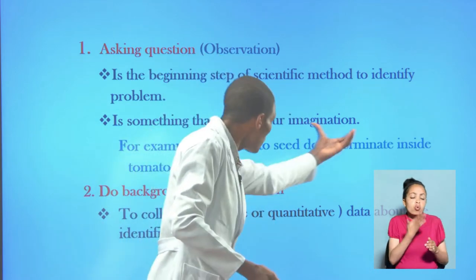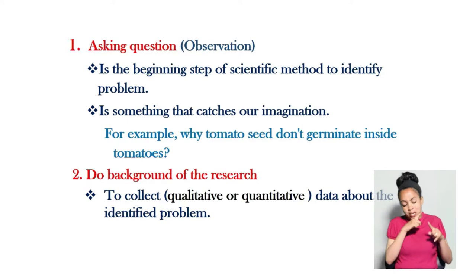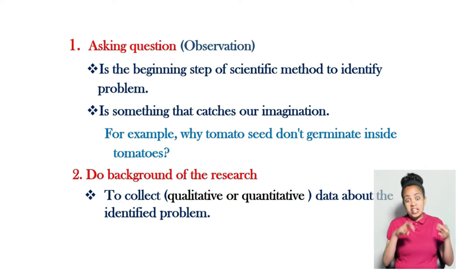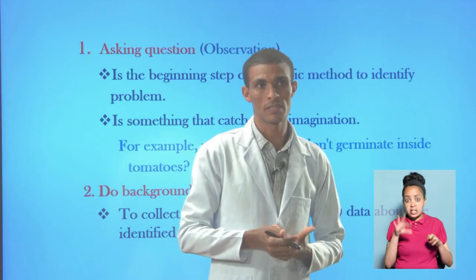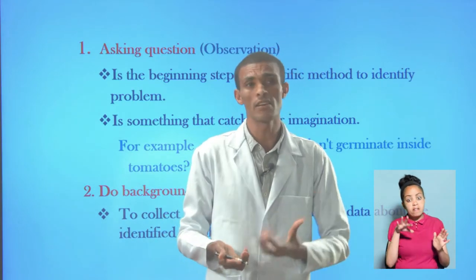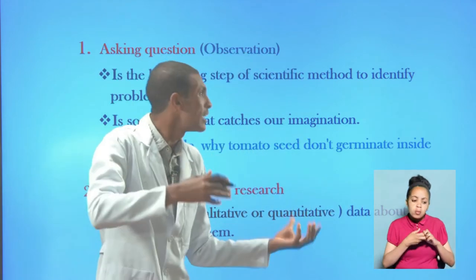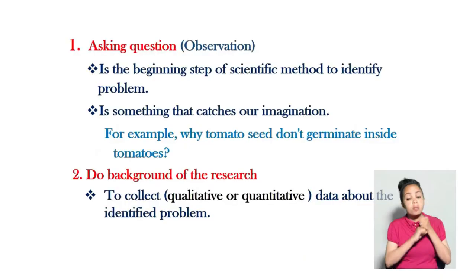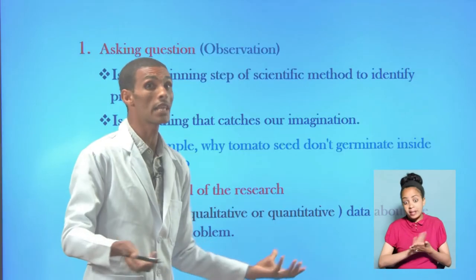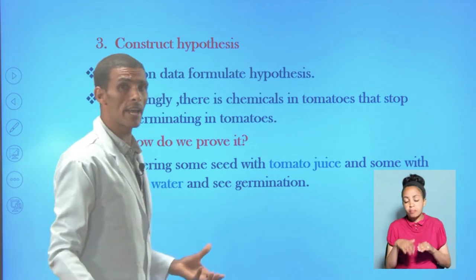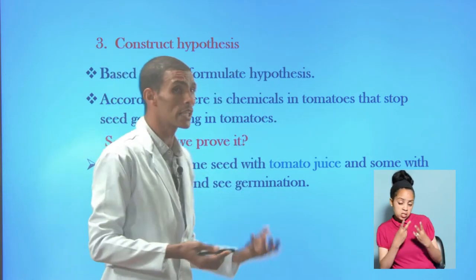Before we give an answer, we must depend on experimentation obtained from repeated trials. So we must do background research on the problem identified. This means finding evidence, finding data, defining the problem, reviewing and collecting data that can support the problem identified, which is qualitative data. Quantitative data may also be gathered about the problem identified. Based on the problem identified and the data gathered, we can construct a hypothesis.